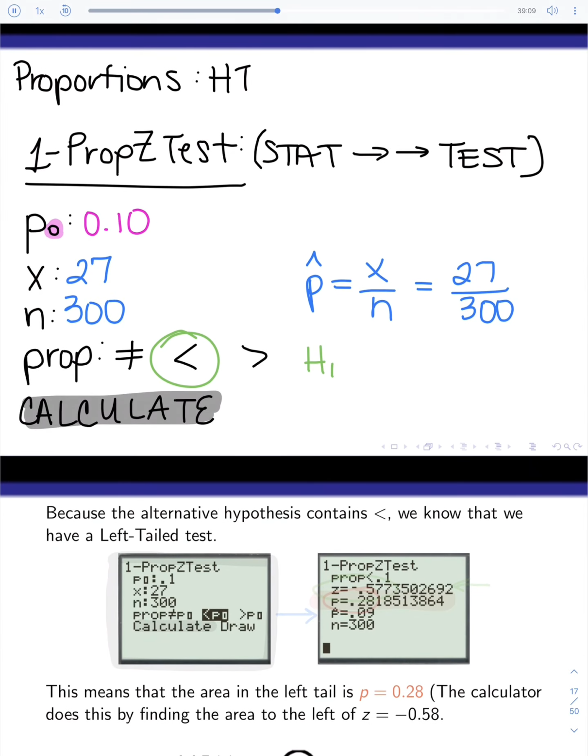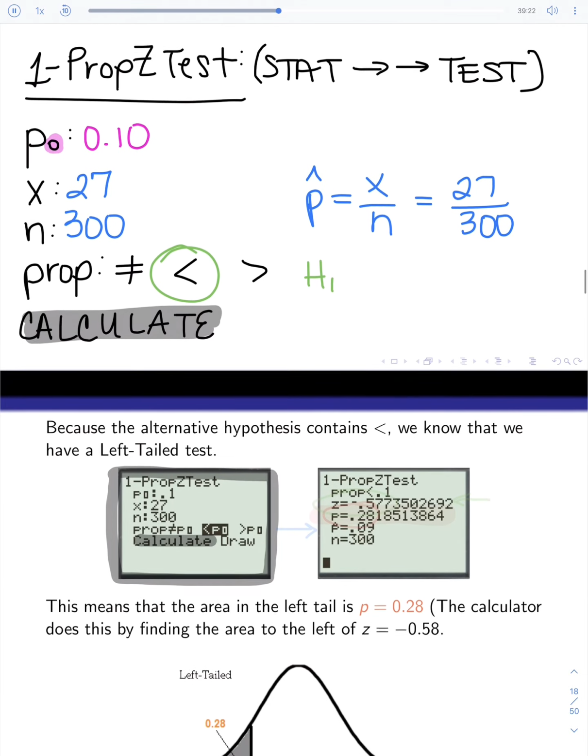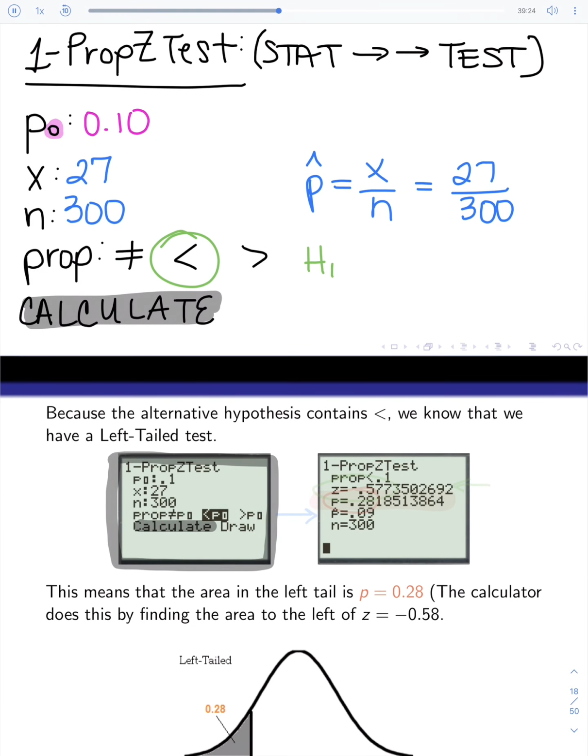So let's see what it should look like in our calculator if we take a look at the next little picture. What you should be looking at is something that looks exactly like this once you've got everything typed in. Then once you press calculate, what will come out from the calculator is the following screen.